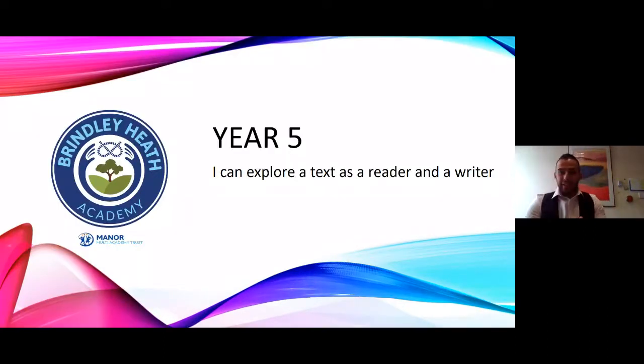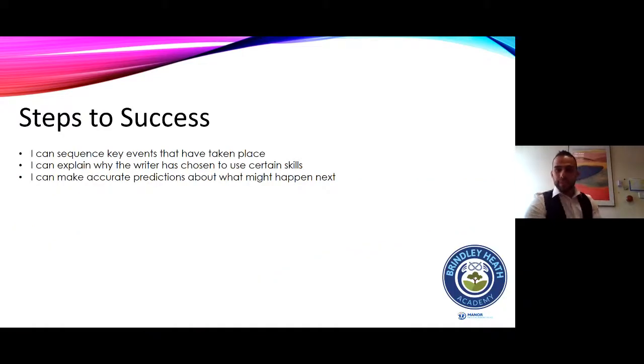So for today's lesson then, guys, we're going to explore a text as a reader and as a writer from one of my favourite books, Stormbreaker. To be successful with this lesson, we're going to need to sequence key events that have taken place. We're going to need to explain why the writer has chosen to use certain skills, and we're going to need to make accurate predictions about what might happen next.